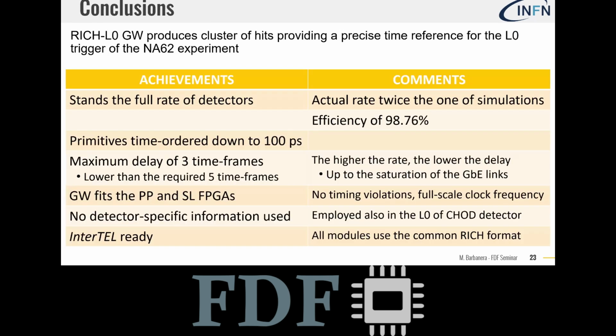So all in all, we designed the gateware for the RICH detector of the NA62 experiment at CERN, and we used it for the level 0 trigger to reduce the data from 10 megahertz of hits to 1 megahertz of primitives. And we did it in a very generic way, so that the same gateware can be used also for other detectors, not just the one we used, but for all the detectors that are based on the TEL62 readout board. And that was all from my side.